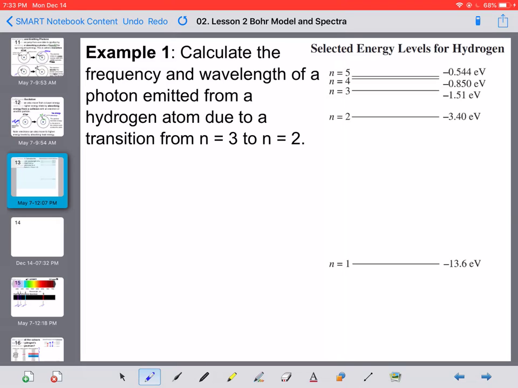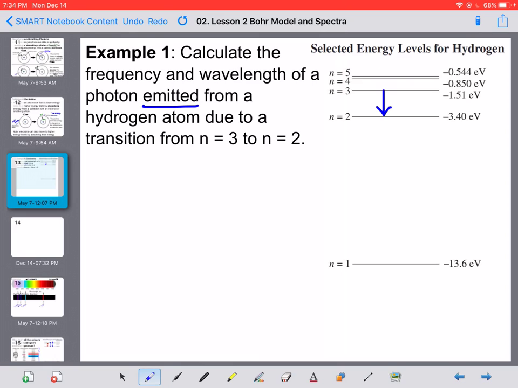Okay, lesson 2, example 1. Calculate the frequency and wavelength of a photon emitted from a hydrogen atom due to a transition from n equals 3 to n equals 2. So here we have a hydrogen atom, and we're seeing the energy levels in that hydrogen atom. There's an electron inside this hydrogen atom that is transitioning from the n equals 3 energy level down to the n equals 2 energy level. We know that when an electron makes a transition to a lower energy level, the atom will emit a photon. And so we want to know for that photon the frequency and the wavelength.